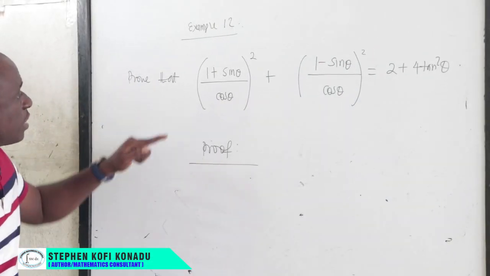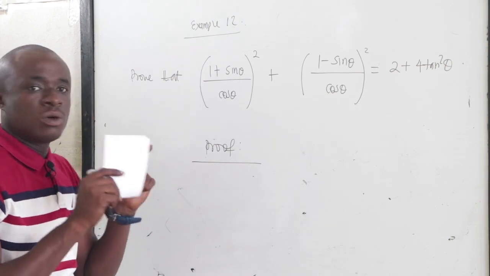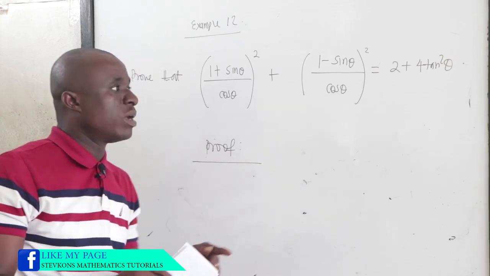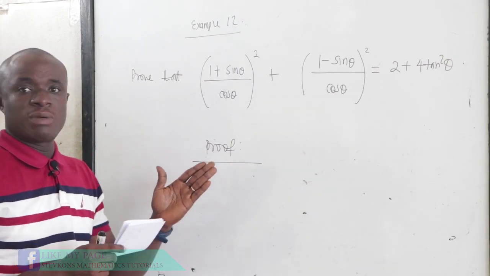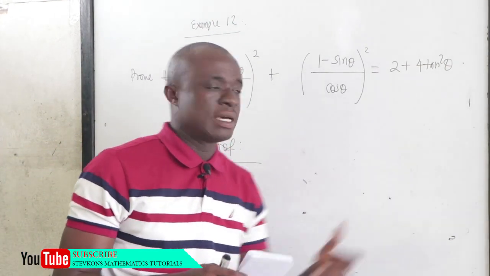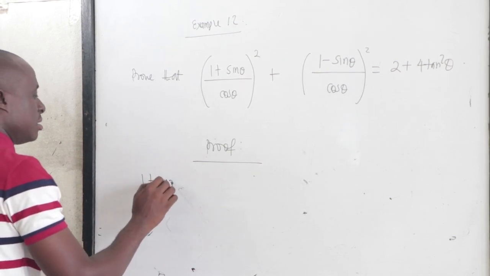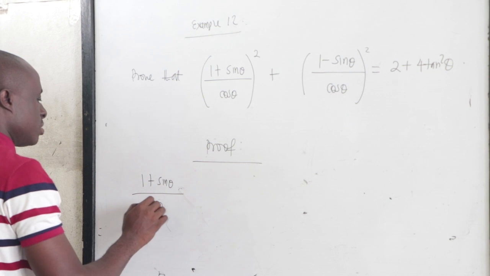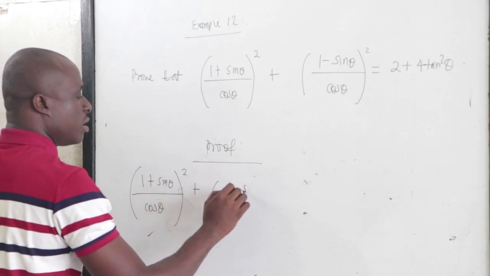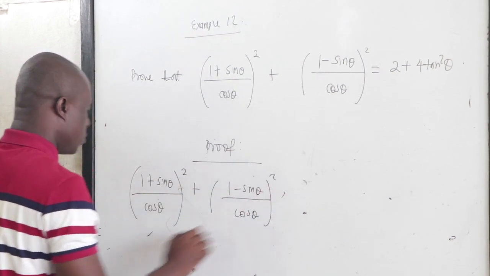We're going to prove that, in brackets, 1 plus sine theta over cos theta all to the power 2 plus 1 minus sine theta over cos theta all to the power 2 is equal to 2 plus 4 tan square theta. Now clearly it is better for us to start from the left hand side to see if we'll be able to deduce the right hand side. So let's see the left hand side. That is 1 plus sine theta over cos theta all to the power 2 plus 1 minus sine theta over cos theta all to the power 2.